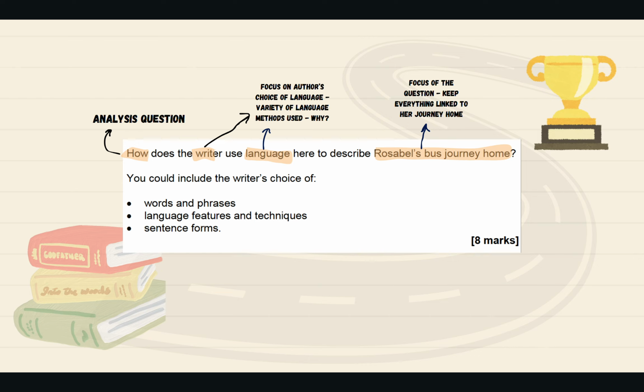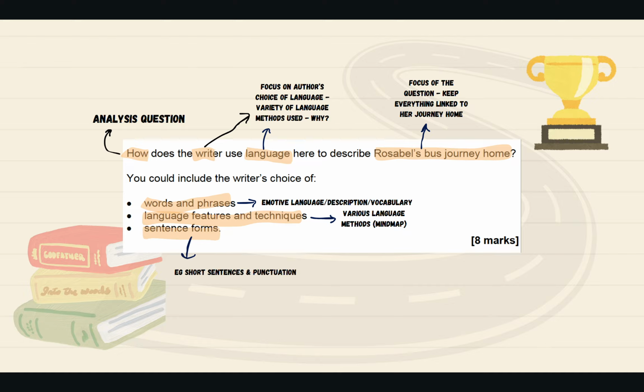The words and phrases talks about, for example, emotive language, description, vocabulary, and various other language techniques, which we can have a look at in a second. The language features refers to various language methods which the writer might use to create a specific effect on the reader. Sentence forms could also refer to short sentences, punctuation, and many more, which we'll have a look at now.